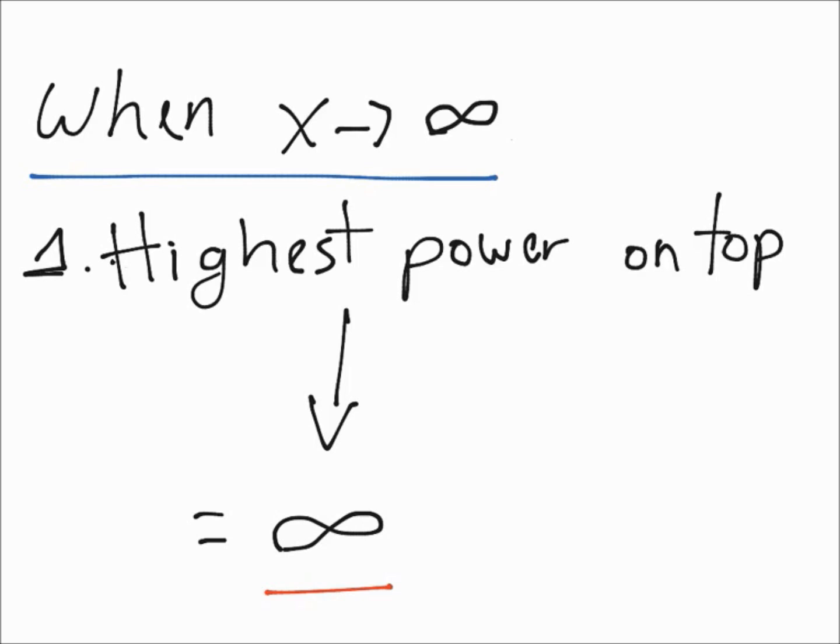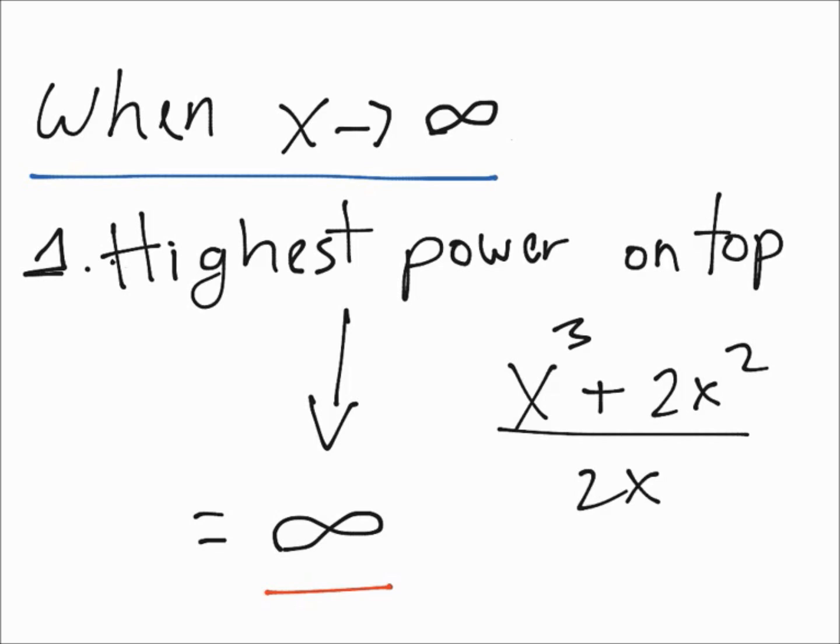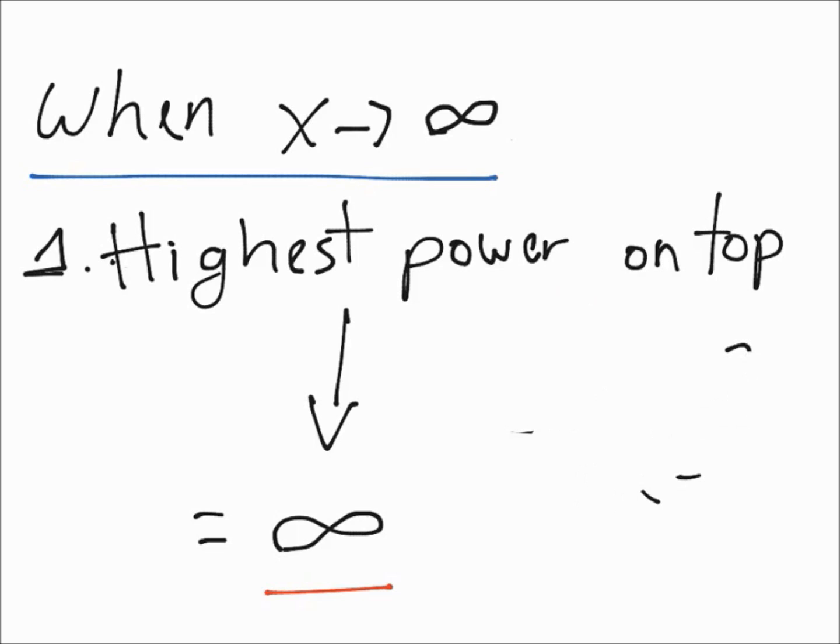So let's say you have a function or equation, and what I mean by highest power is with respect to the variable. So in this case it's x. So something like x cubed plus 2x squared over 2x squared. The highest power is this cube right there. That's what I mean by the highest power. And in this case it's also on top, so if this were a limit, it would be equal to infinity. I'll be solving some problems at the end of the video.